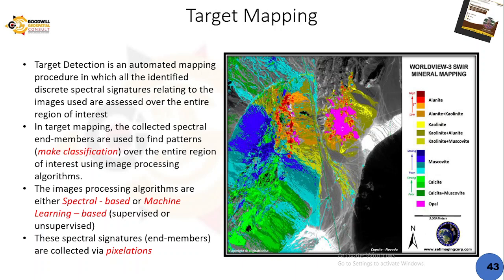So the spectral based algorithms are invariants. Likewise, the machine learning algorithms. These spectral signatures, that's the end members, are collected via pixelation. So you pixelate to collect these end members. For every spatial region, for every pixel, you collect the spectral signatures you can identify via the band ratio or the RGB color combination. Collect them within a pixelated area, then you store them in your spectral end member archives.